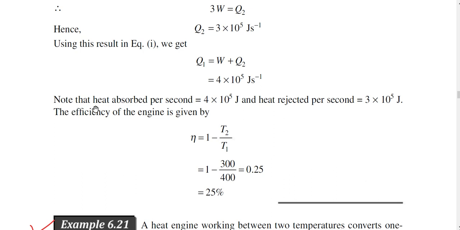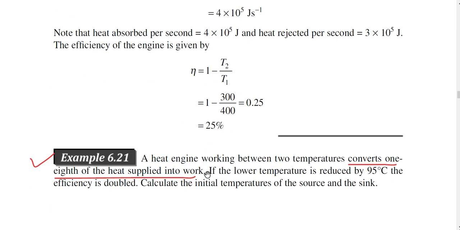Now, you see that heat absorbed per second is this one, Q1, and heat rejected per second is this much, 3 into 10 to the power 5. The efficiency of the engine is given by 1 minus T2 by T1. So, T2 and T1 are already given, so we can calculate efficiency also.